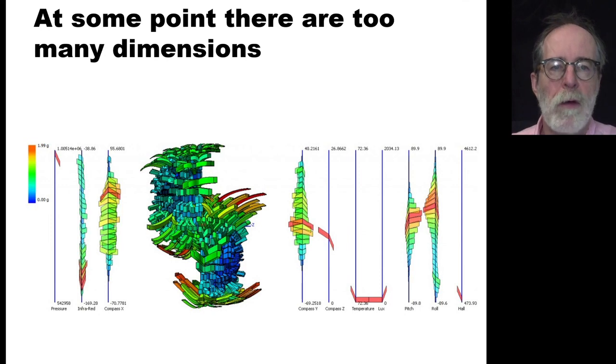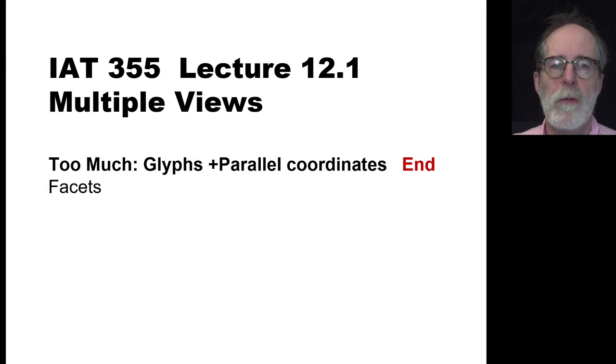At some point, however, you just end up with too many dimensions, and so this is another thing that has a relationship with parallel coordinates, a similar kind of technique. You can see that essentially the technique has resulted in this kind of complexity. This is a variation on the technique. Okay, so that wraps it up for multiple views, kind of giving a justification for what happens when you have too much data. So we'll stop it there.